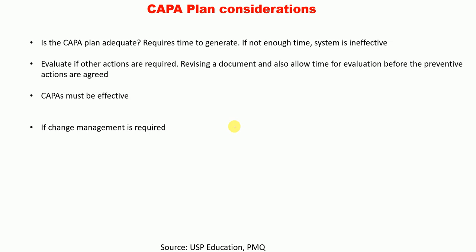So, CAPA plan considerations. Yes, we have to ask ourselves, is the CAPA plan adequate? We know that a CAPA plan requires time to generate. If there is not enough time, then we should know that the system is ineffective, and we have to evaluate if other actions are required, for example revising a document, and also allow time for evaluation before the preventive actions are agreed. We must know that the CAPA must be effective, and if change management is required, we should do so. Okay.